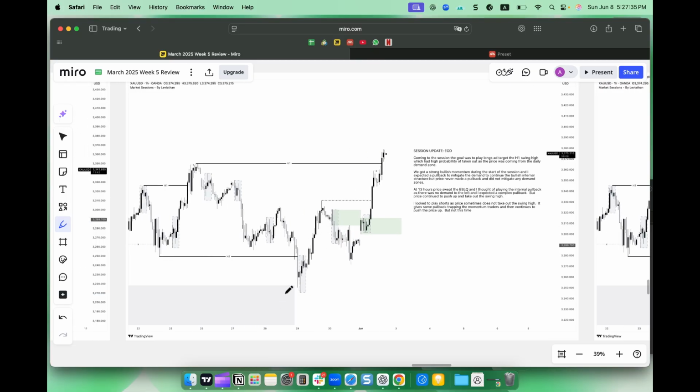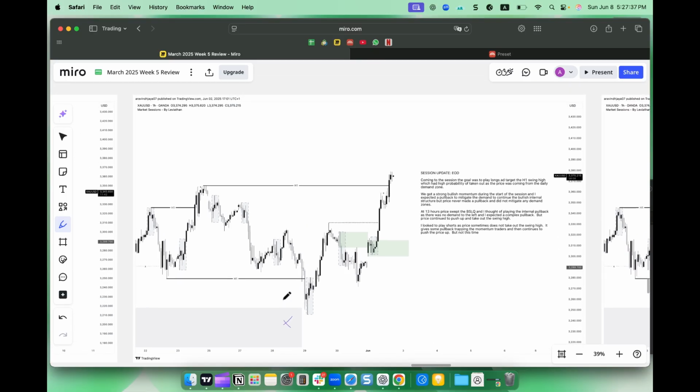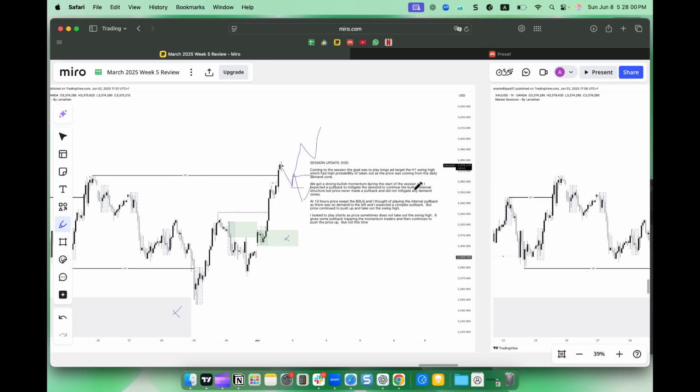And price coming off from the daily demand zone, so it's obvious that price was bullish in the H1 chart. So now I can look to continue to play the bullish structure, or if the price flips this demand zone, then I can look for sells from this supply targeting the demand below. It's as simple as that.